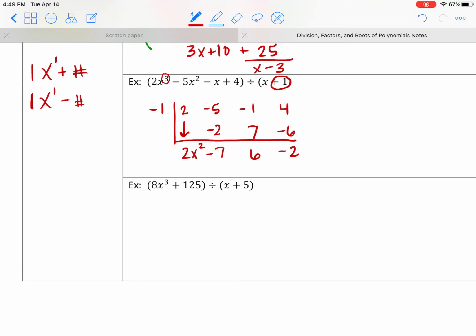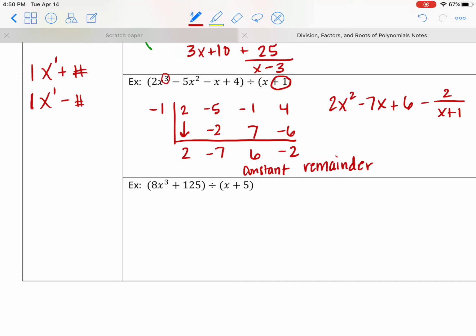So this time we started with an x to the third, which means our answer will start with an x squared. And then this will be x to the first, this will be our constant, and this will be our remainder. So let me just do this on the side here. So this is 2x squared minus 7x to the first, plus a constant of 6 minus a remainder of 2 over our divisor x plus 1. So this second to last number is always the constant, and the last number is always the remainder.